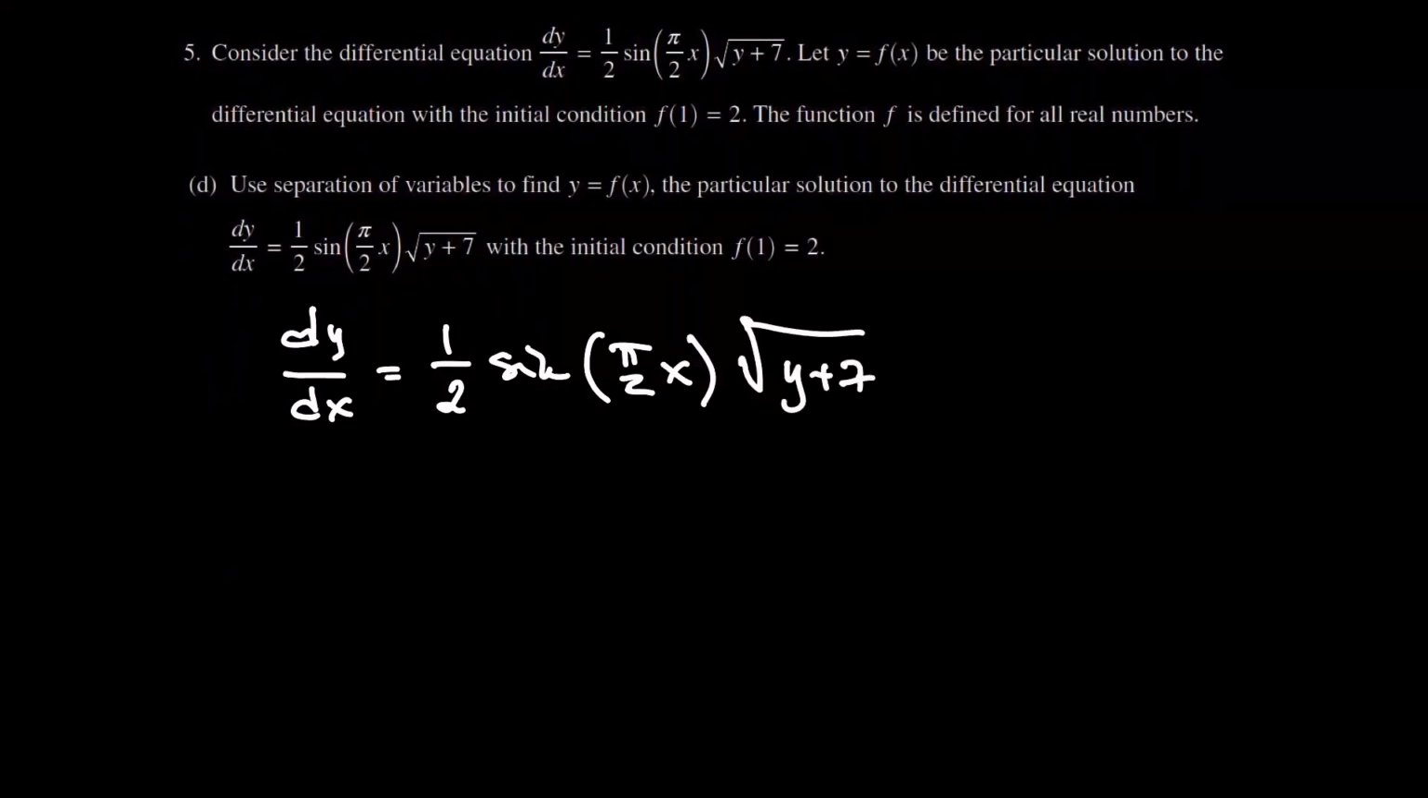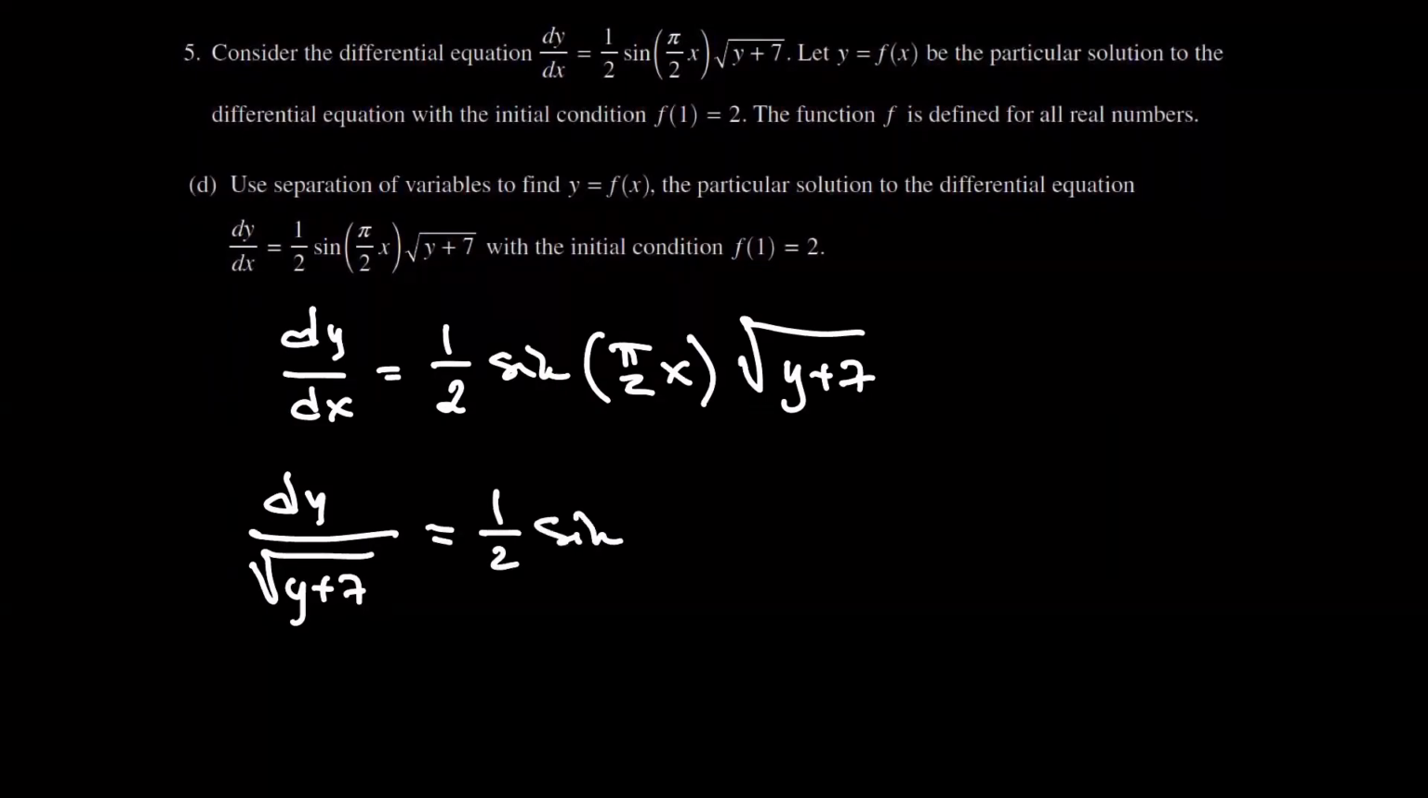And how we do the separation of variables, we bring y to one side and x to the other side. And so divide by square root of y plus 7 and multiply by dx. We get dy over the square root of y plus 7 equals 1/2 sine pi over 2 x dx.